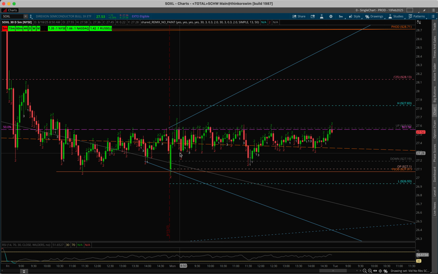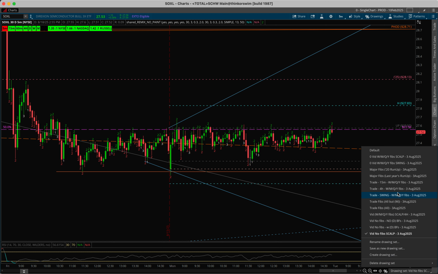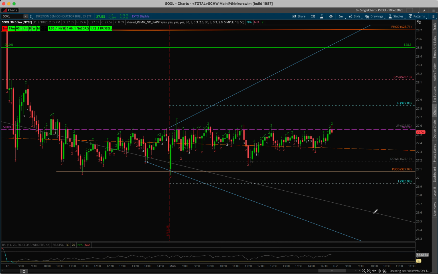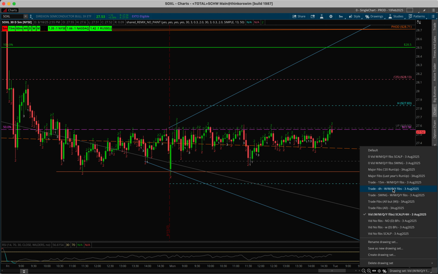So we could have got calls here at the higher low on the 5-minute, and if you follow us on X, you can see that we did get in on calls. We had our stop just below here. Let's bring up the fibs from the 2024 run up.